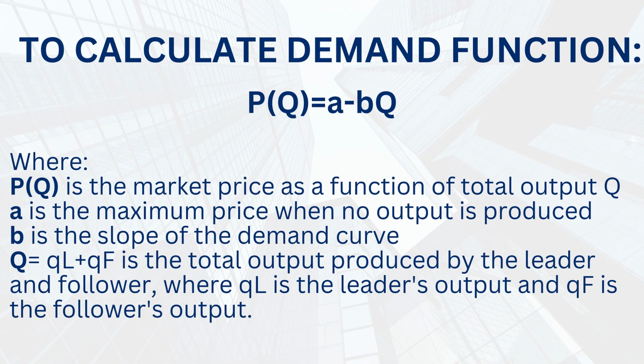To calculate its demand function, it is typically written as P(Q) = A - BQ, where P(Q) is the market price as a function of total output, A is the maximum price when no output is produced, B is the slope of the demand curve, and Q = QL + QF, where QL is the leader's output and QF is the follower's output. It is the total output produced by the leader and follower.